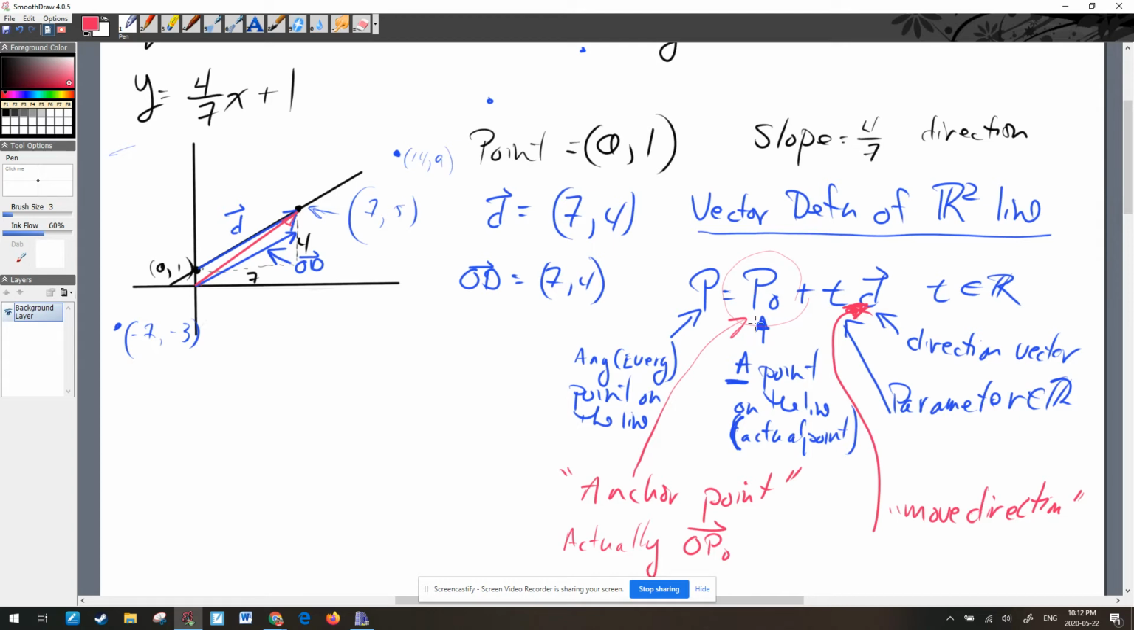So alternatively, there's the vector definition of a line in R2. Let's write it over here. So P is equal to P naught plus T times direction vector D, where T is a member of the reals. That's one way we write it.